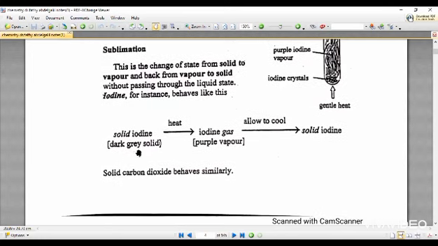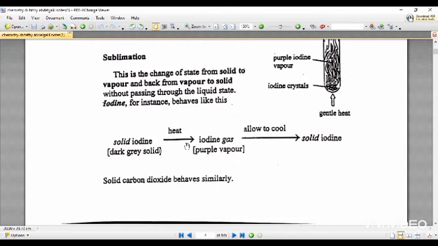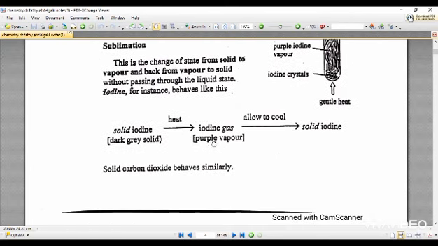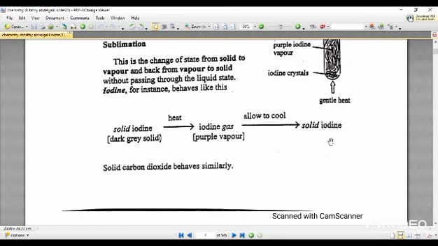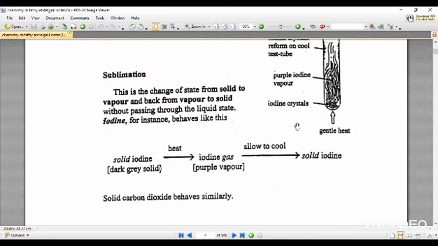Solid iodine is a dark gray solid. When heating solid iodine, it goes directly from the solid state to the gaseous state. This process is named sublimation, and it turns into iodine gas. And iodine gas is purple in color. These colors are very important. And if you allow the gas to cool again, it will change directly into solid iodine, which is a dark gray solid. We are in our Cambridge syllabus.